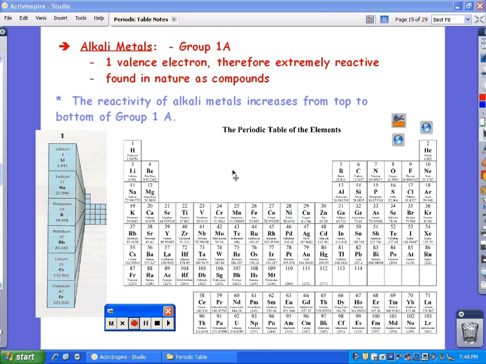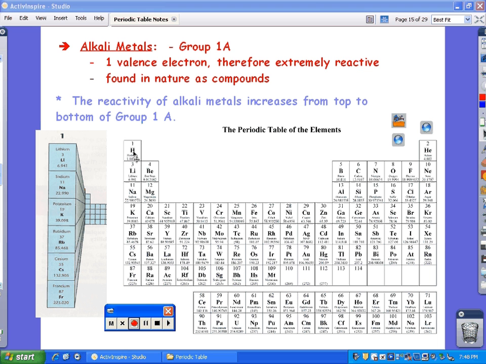We'll start off with the alkali metals, group 1A. They are the most reactive elements on the periodic table. They are metals. They're all metals. Hydrogen is oftentimes grouped in with them, but it really isn't an alkali metal.